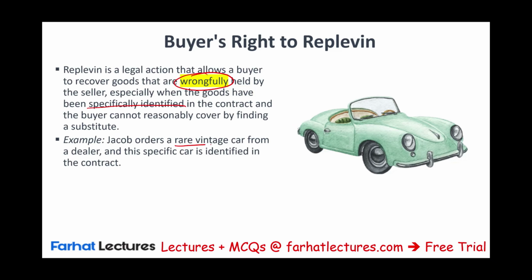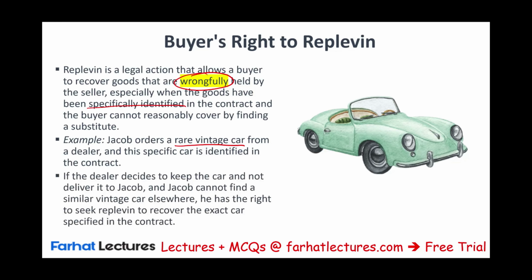Jacob ordered a rare vintage car from a dealer, and this specific car is identified in the contract. If the dealer decides to keep the car and not deliver it to Jacob, and Jacob cannot find a similar vintage car, he has the right to seek replevin to recover the exact car specified in the contract.